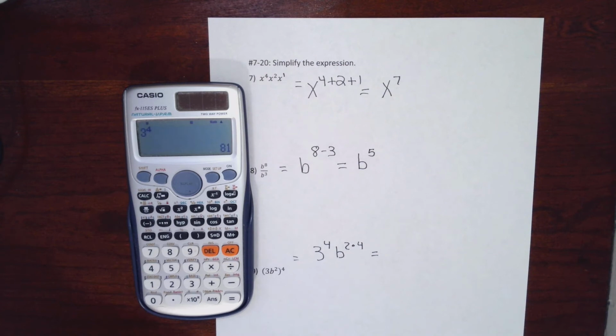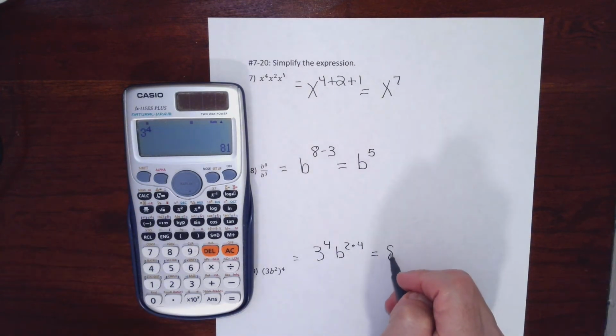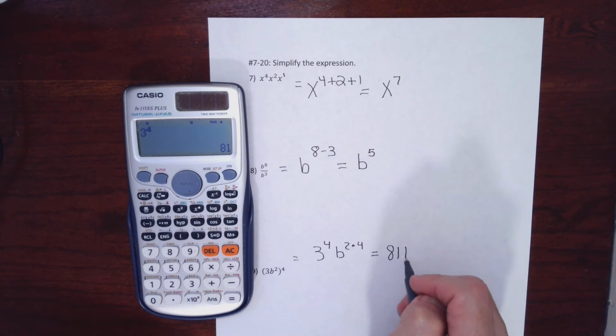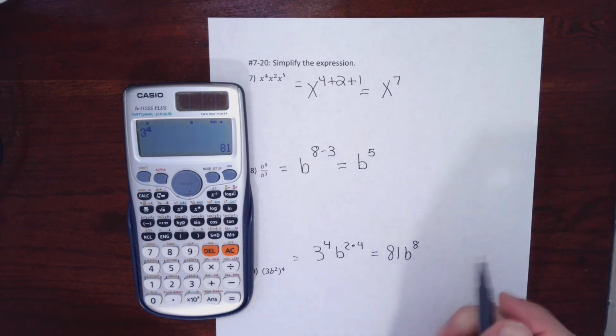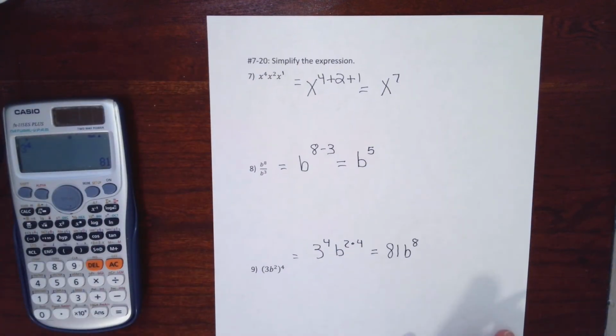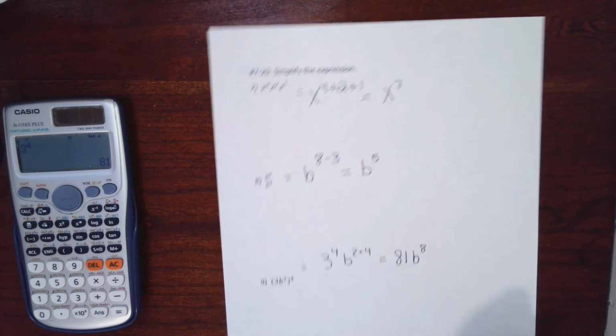To finish this up, after I cleared the parentheses, making the problem 3 to the 4th, b to the 2 times 4 power, I'm going to figure out what 3 to the 4th is, which is 81, and I'm going to multiply the exponents, and for an answer to problem 9, it's going to be 81b to the 8th.